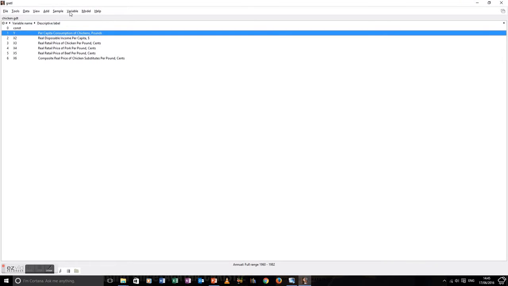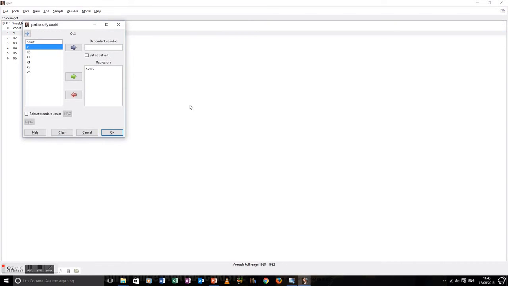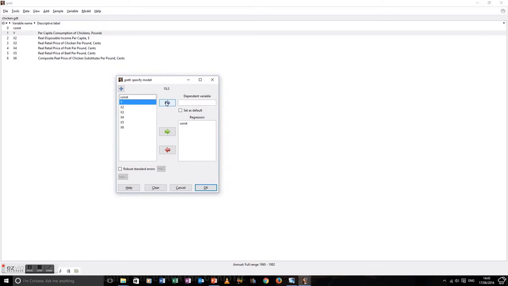Right, let's estimate a straightforward OLS equation. It's the demand for chicken model, where we've got demand for chicken. That's our dependent variable, and that's a function of the price of chicken, income, the price of pork, and the price of beef.